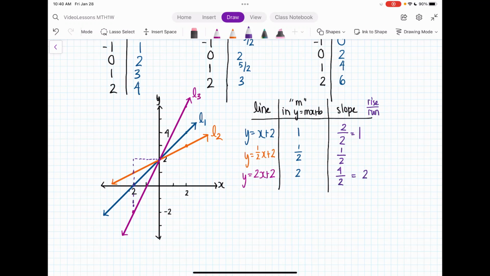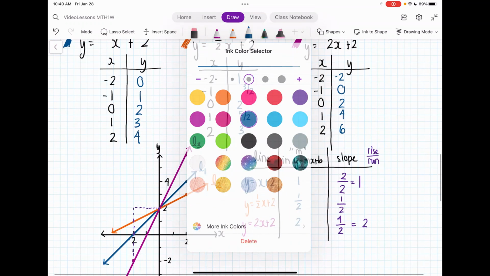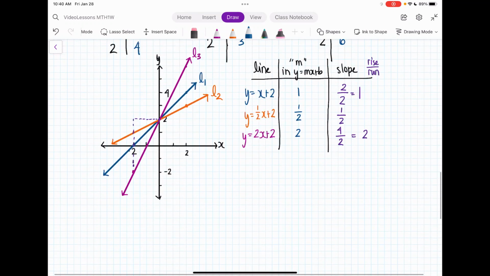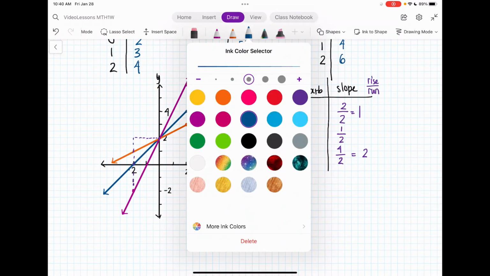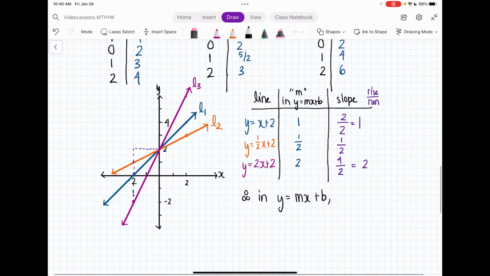So looking at the 2 columns we have here, the conclusion that we can draw is we can say, therefore, in y equals mx plus b, the m value is the slope.